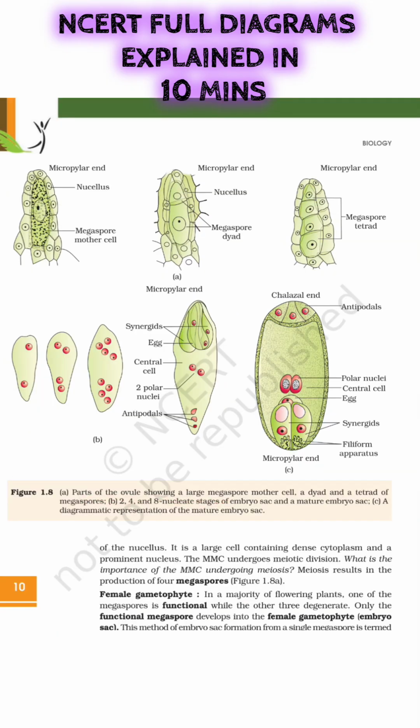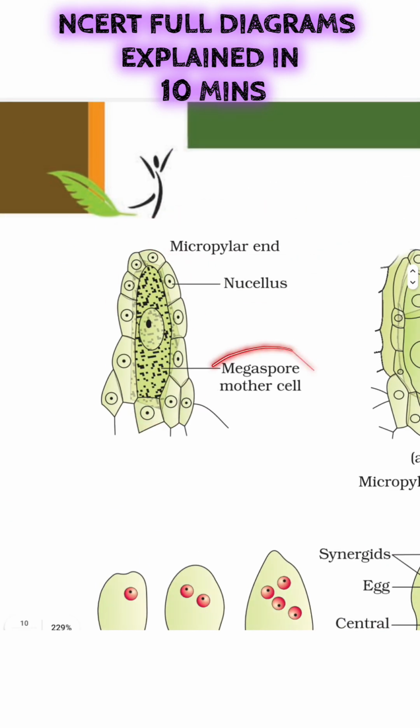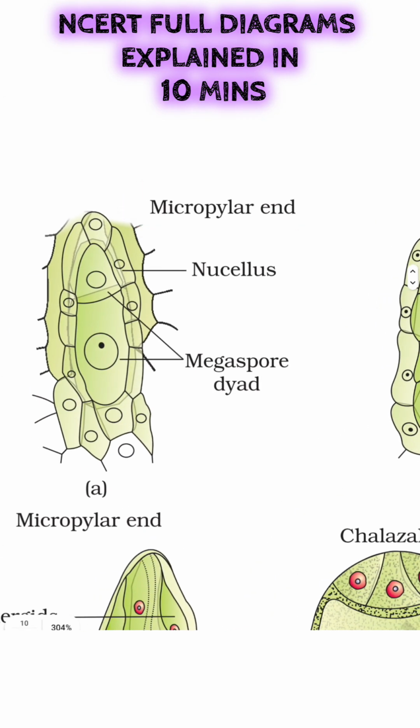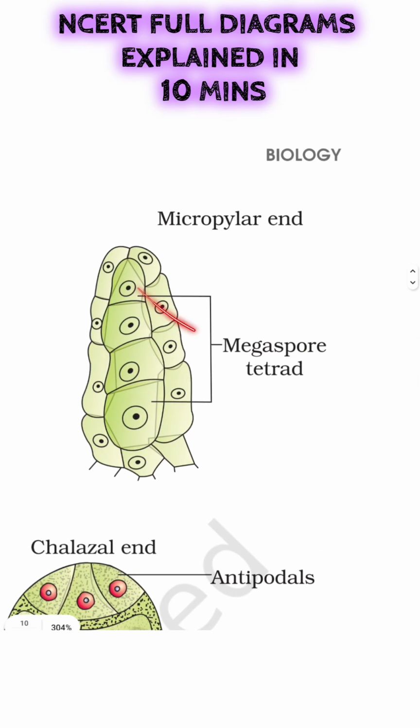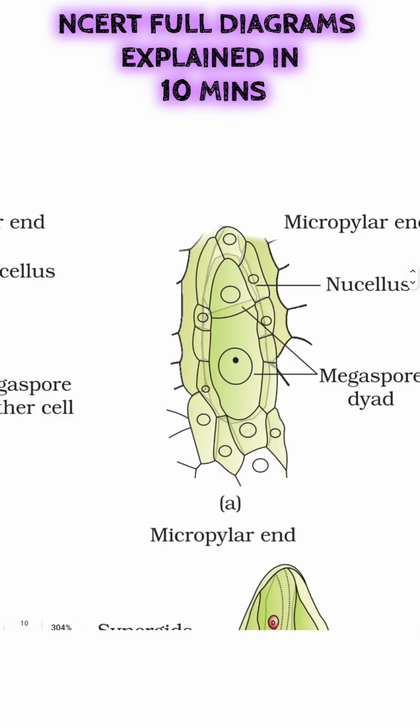This is figure 1.8, parts of ovule showing large megaspore mother cell, dyad and tetrad of megaspores. So if you can see the micropylar end, the nucellus and the megaspore mother cell. Here also you can see the micropylar end, the nucellus, and you can see megaspore dyad, two of them, 1, 2. And in this case you can see a tetrad, that is 1, 2, 3, 4. Yes or no? That's the first part.